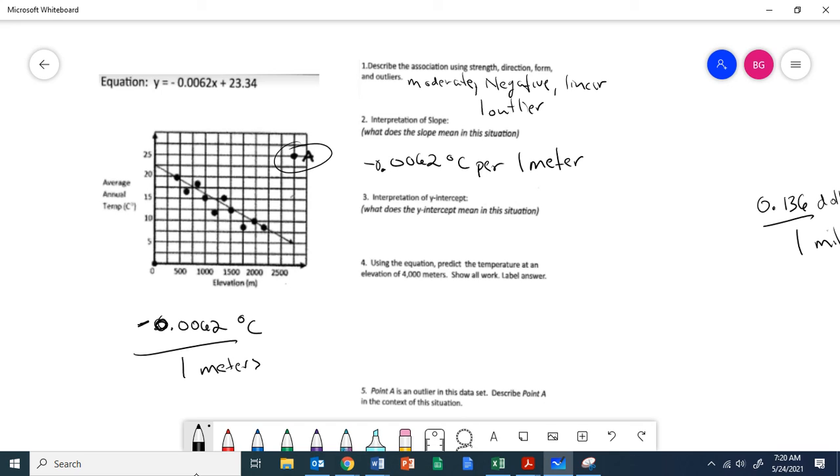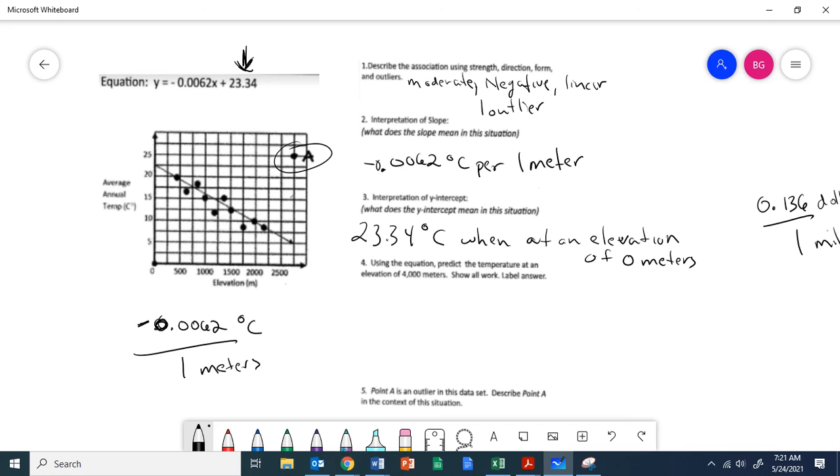Interpretation of the y-intercept. Find the y-intercept here up from the equation, and use this one now to interpret it. So for this one, what does the y-intercept mean? Well, it means 23.34 degrees Celsius when at 0 meters in elevation, or I could say when at an elevation of 0 meters. Something along the lines of that.